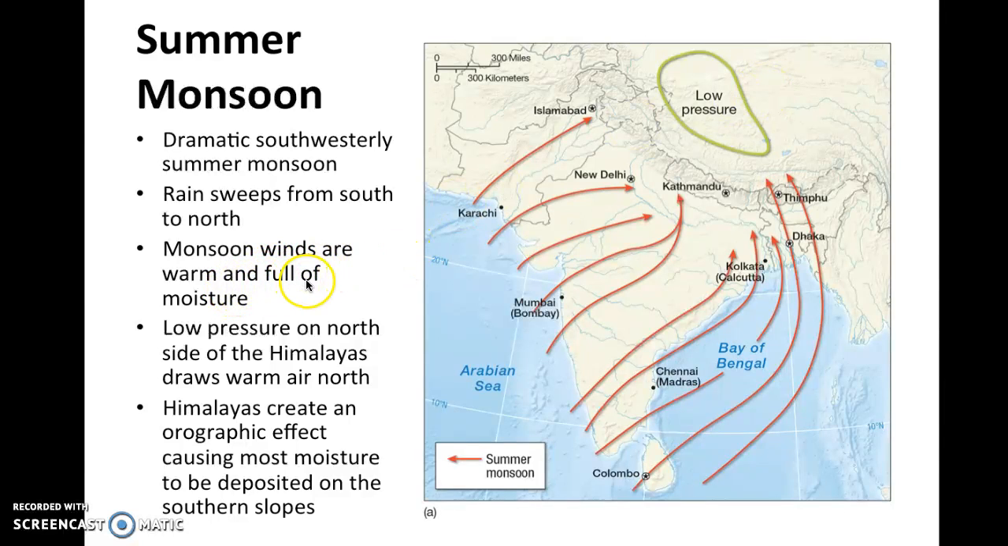Monsoon winds are warm and full of moisture. They're coming out of the tropics. You see right here, 10 degrees. It's almost at the equator. It is flowing out of the equator north during the summer, bringing lots of warmth and lots of moisture. Low pressure on the north side of the Himalayas draws the warm air north, and the Himalayas create an orographic effect, causing moisture to be deposited on this slope here. So you get a tremendous amount of rain over here during the summer.